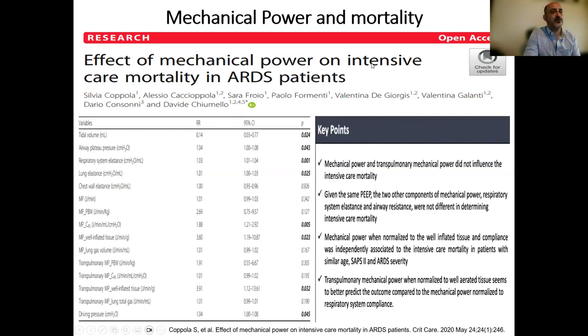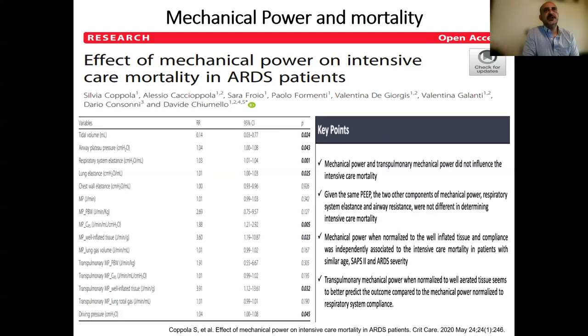The effect of mechanical power on intensive care mortality in ARDS patients. And again, as you can see here, sorry, a busy slide. The tidal volume was significant, plateau pressure a significant contributor, elastance is the whole respiratory system elastance and the lung elastance. So we're going to go to the key points that define that mechanical power. Mechanical power did not influence the intensive care mortality. So in their study, they found that it did not influence mortality.